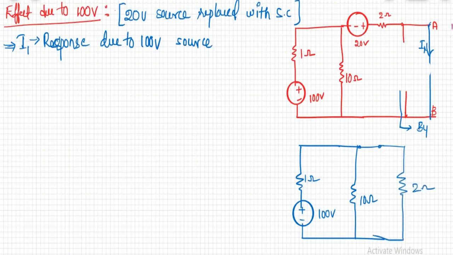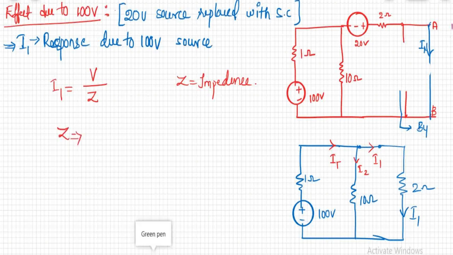Now we need to find I1, the response due to the 100 volt source. How can you find it? You can apply nodal analysis, or you can solve directly for the total current, I total, which is then divided into I2 and I1. I total can be found by total voltage divided by total impedance, represented by Z. Z is the total impedance of the network looking from the source. So I am going to find Z, which is the total resistance applied on our voltage source.